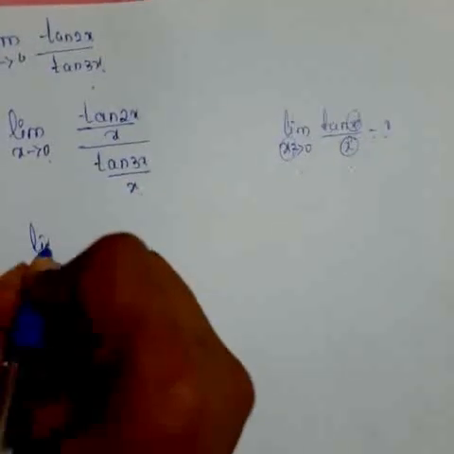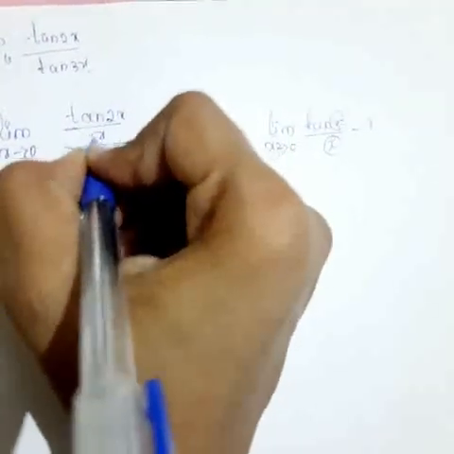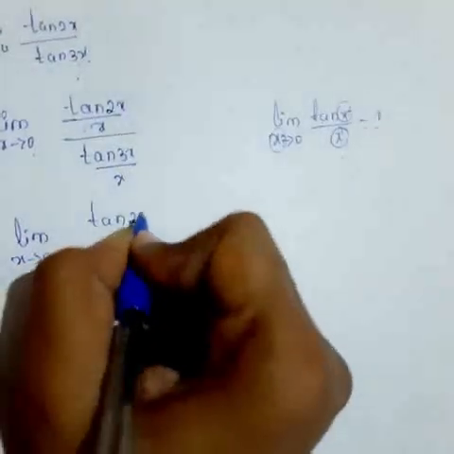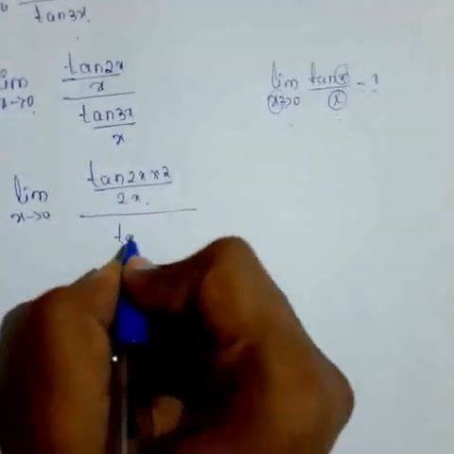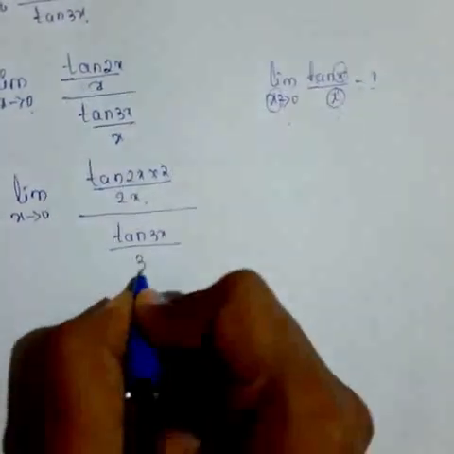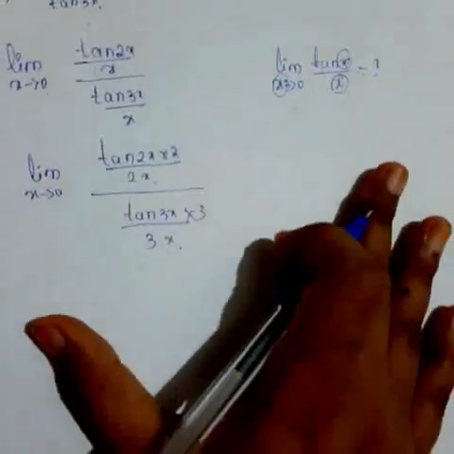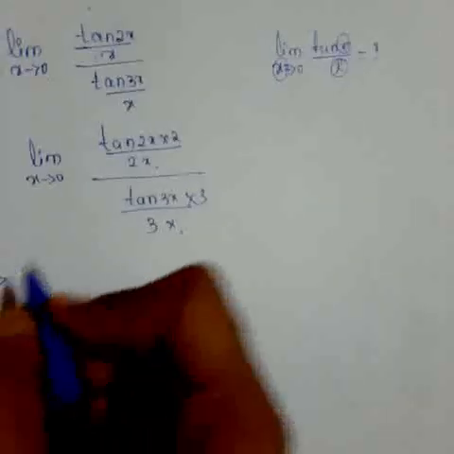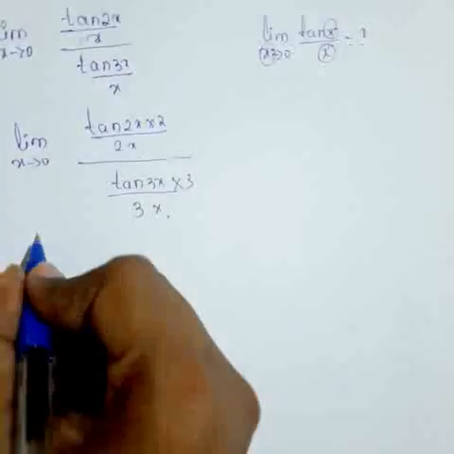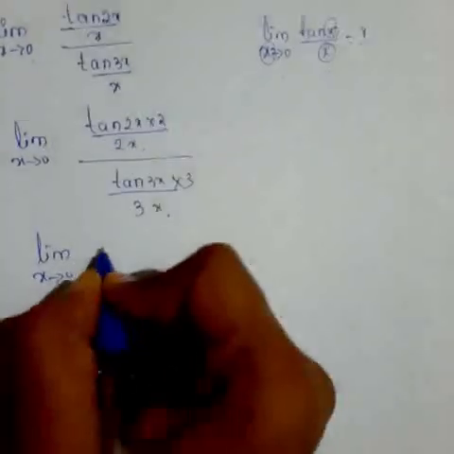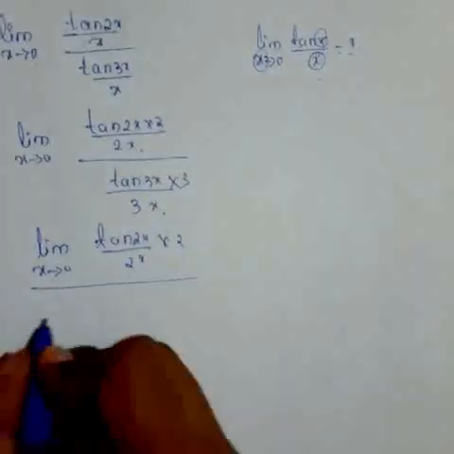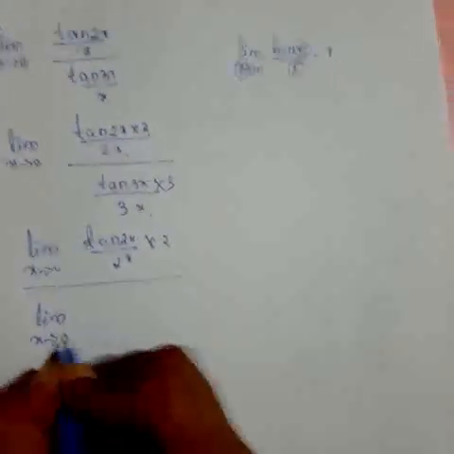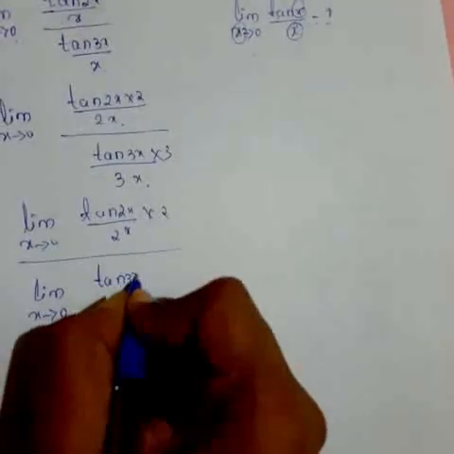Okay, the next limit, x is tending to 0. In this denominator we need 2, so multiply and divide by 2. Then whole divided by tan 3x, we need 3, so multiply and divide by 3. Now you all know that using your algebraic method, separate these two. Limit x tends to 0, tan 2x divided by 2x into 2 divided by. If you need full marks then write step by step.